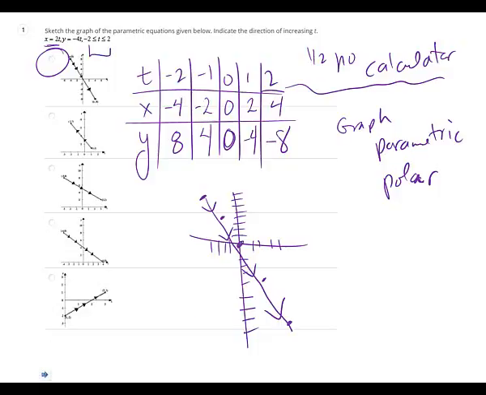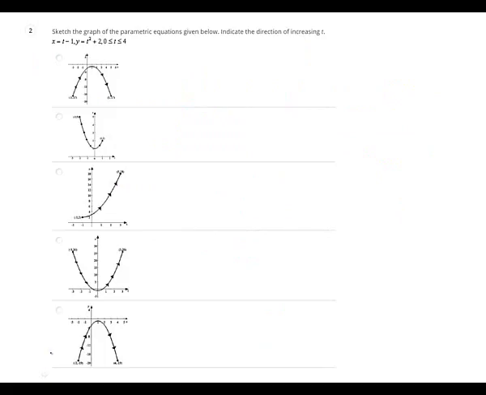Okay, we good with number 1? Okay, let's look at number 2. All right, so we've got to sketch this. We've got to go from 0 to 4 this time. So get yourself a T-chart going.